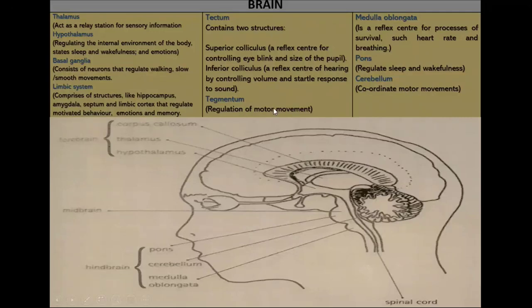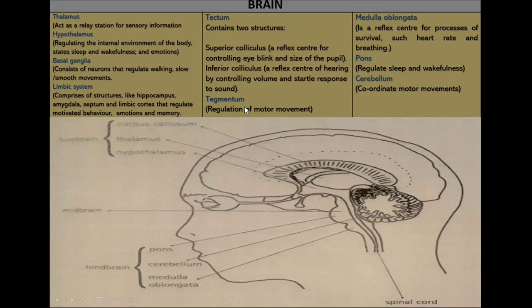Some phrases are similar. However, when you read the data, you'll see that there is a difference. It consists of neurons that regulate walking, slow movement, regulate motor movement, coordinate motor movement. That's the difference between the basal ganglia, the segmentum, and the cerebellum.